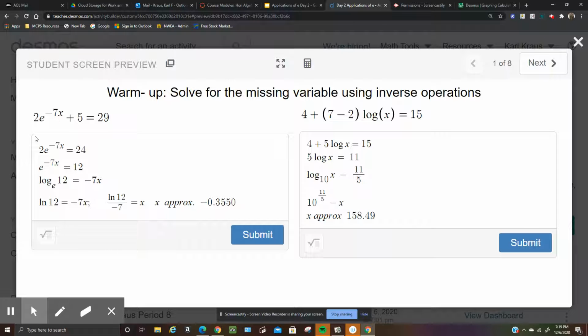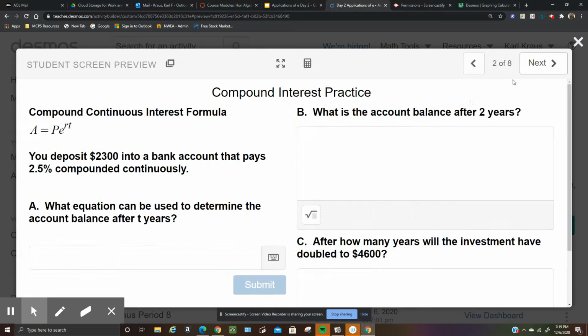All right, so that's the warm up, solving those two equations. The next slides are just repeated slides. So it's problems that we didn't get to in class from day one. We may have gotten to one or two of these, but this is kind of reviewing the problems from day one. So here we have a compound continuous problem.